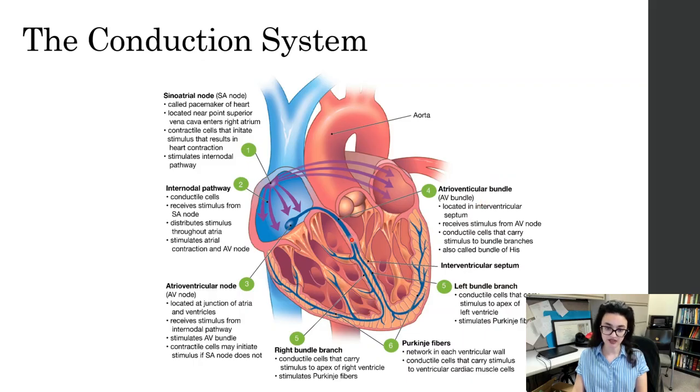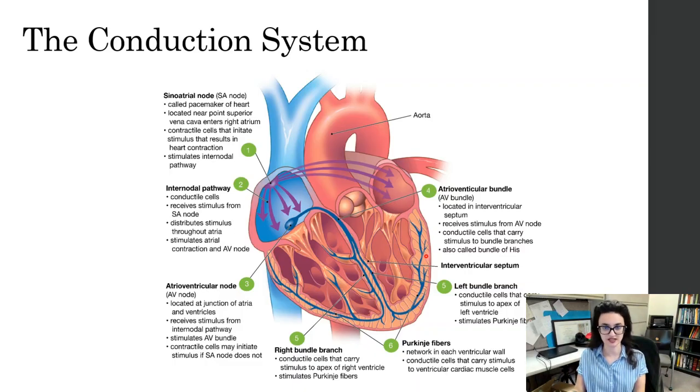Then down the interventricular septum, so between the ventricles, there's this septum separating them. It splits into a left and a right bundle branch. That makes sense because we were just at the atrioventricular bundle. Now we have these branches, left and a right branch. Those are each going to curve around the opposite sides of the heart, wrapping themselves around the ventricles.